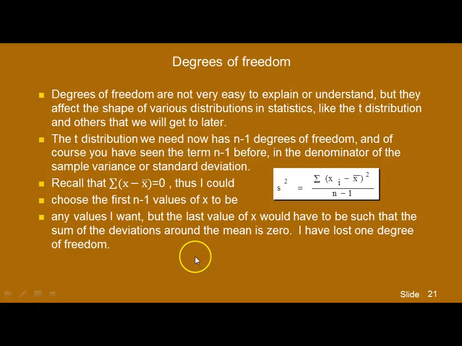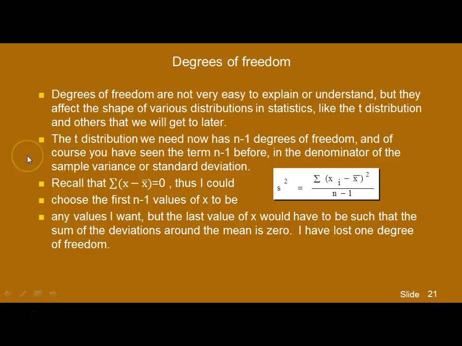Now you really don't need to know exactly what degrees of freedom are. It gets into some mathematics that we don't need to go into. But they affect the shapes of various distributions in statistics, like the t distribution. And we'll see some other distributions later that also are identified by degrees of freedom. So I'm going to explain a little bit about degrees of freedom. But again, this will only go so far, but hopefully it'll help a little bit of understanding of degrees of freedom. We've said that the t distribution that we're using right now has n minus 1 degrees of freedom.